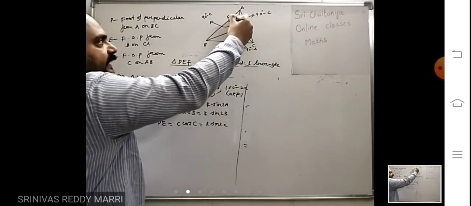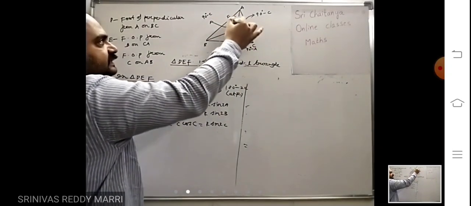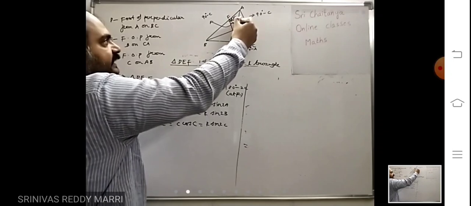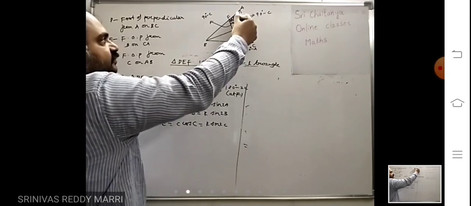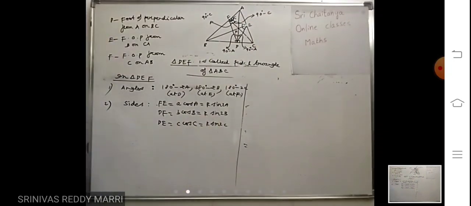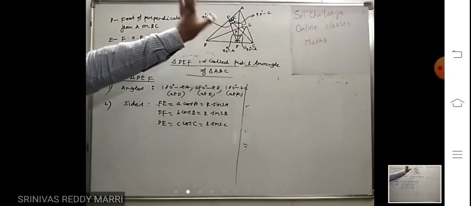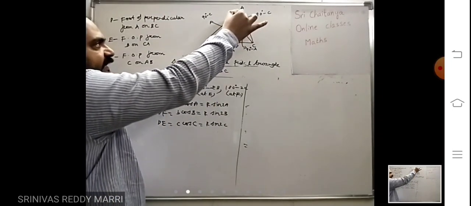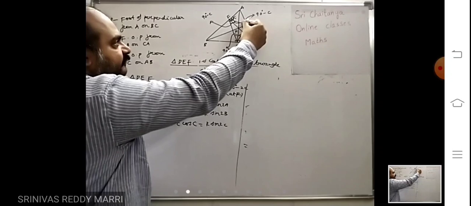Look at here, this complete angle is 90 because this CF is an altitude. This smaller angle is 90 minus C. So this angle will be what? C. 90 minus C plus C is 90. So that angle is C. This angle is C. Now I want to calculate FE.